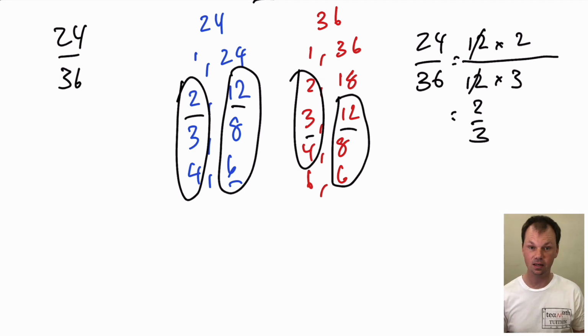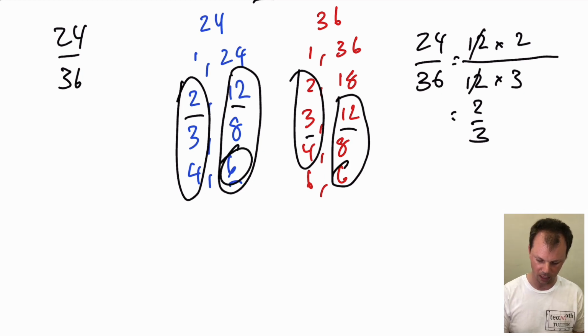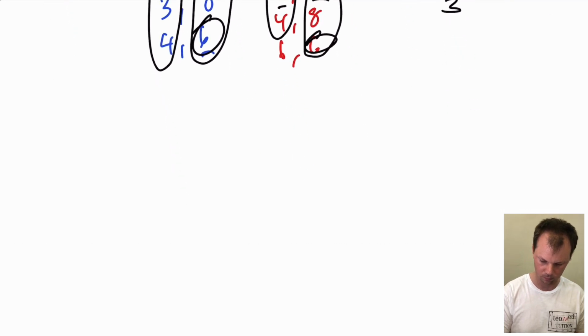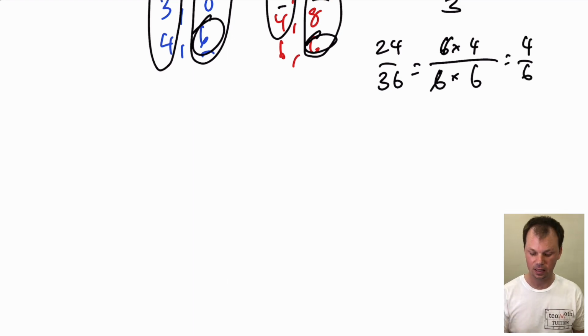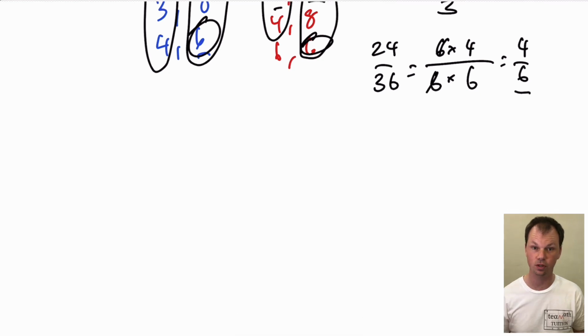Now, if I didn't pick the highest common factor, if I just picked a regular common factor, let's try 6. We could write this, these cancel, and we get 4 on 6. There's nothing wrong with this. This is a simplified form of the 24 on 36. However, it's not fully simplified. You can see that the 4 on 6 can be written as 2 on 3.